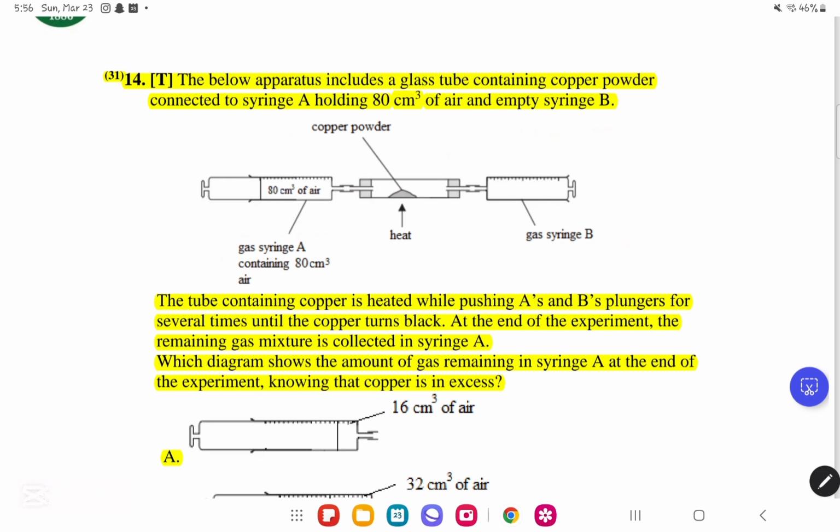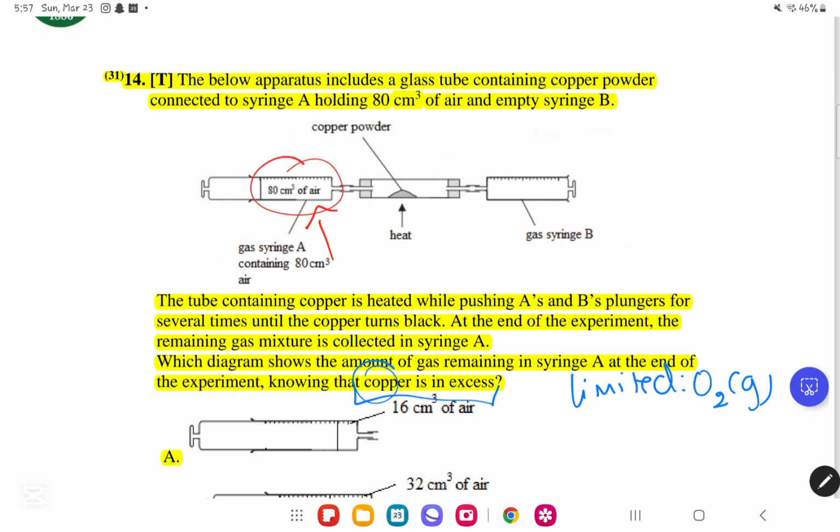Okay, so very simply, they told us that there is gonna be a reaction between the copper and the oxygen. They told us that copper is in excess, and what is the limiting reactant in this case? That means the limiting reactant is gonna be our O2 gas, or the oxygen. So first of all, we need to find how much is the amount of oxygen found in this container.